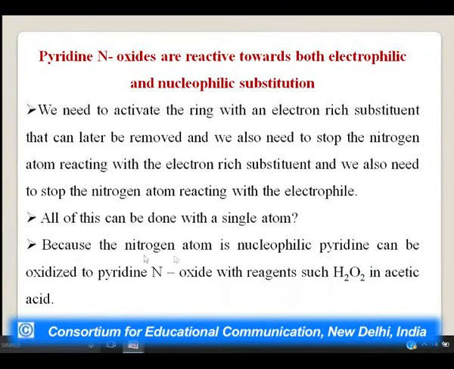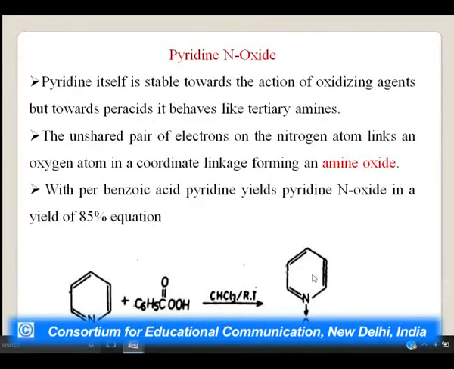Because the nitrogen atom is nucleophilic, pyridine can be oxidized to pyridine N oxide, a very interesting compound, with reagents such as hydrogen peroxide in acetic acid. So what we are doing here is making it more susceptible towards both kinds of reaction, nucleophilic substitution as well as electrophilic substitution.